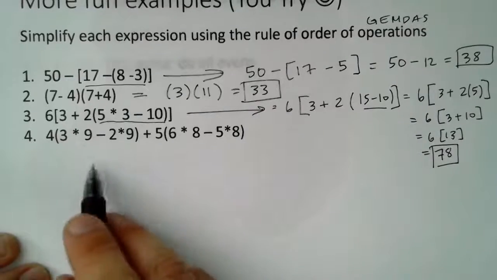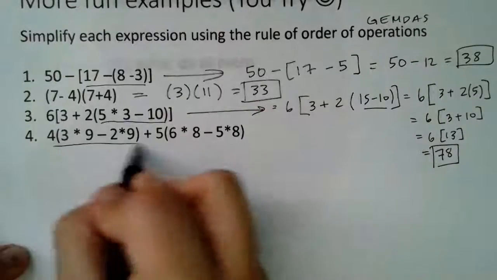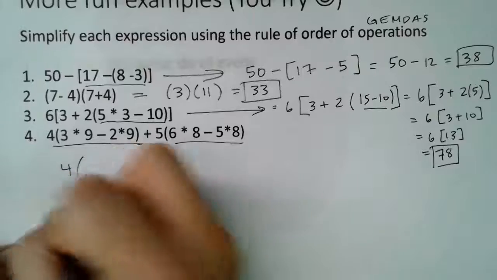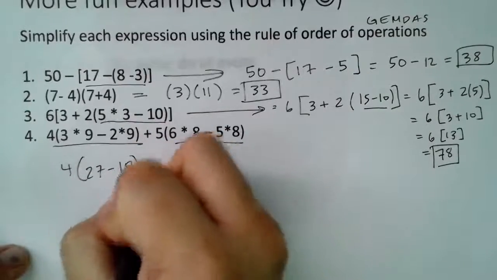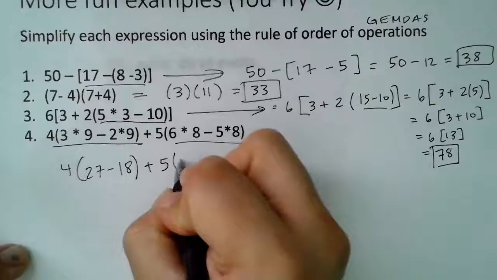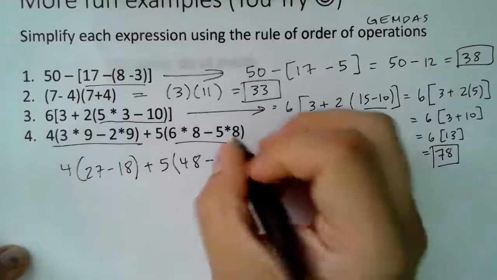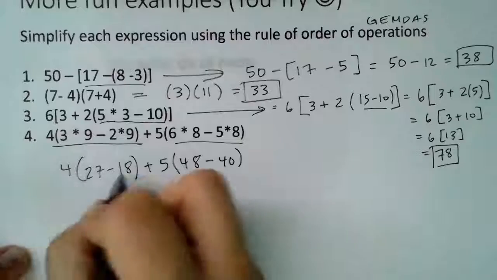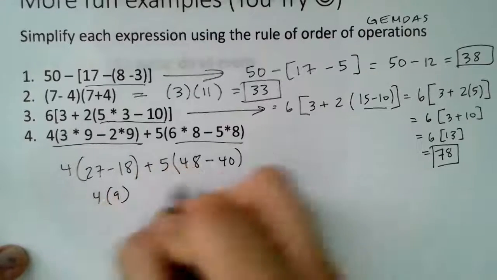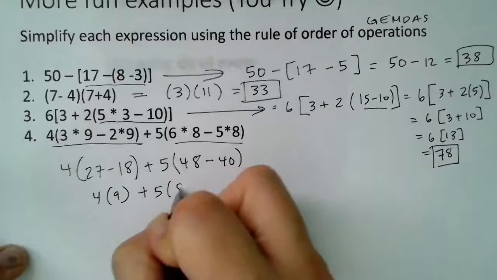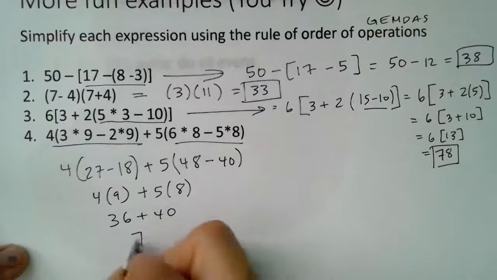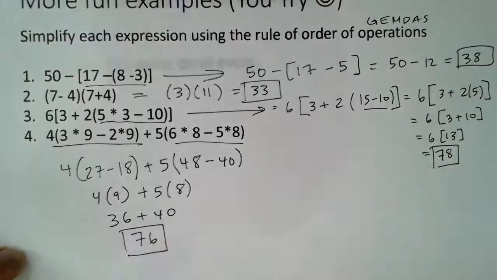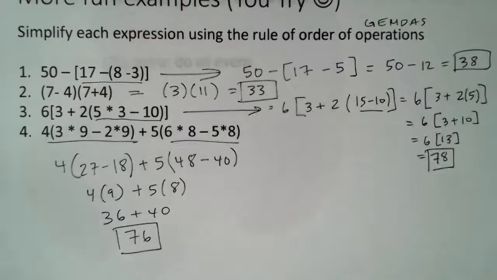Finally this last one, we have 4 times the quantity 27 minus 18, plus 5 times 48 minus 40. So this is going to be 4 times 9 plus 5 times 8, 36 plus 40, and that's going to be 76.